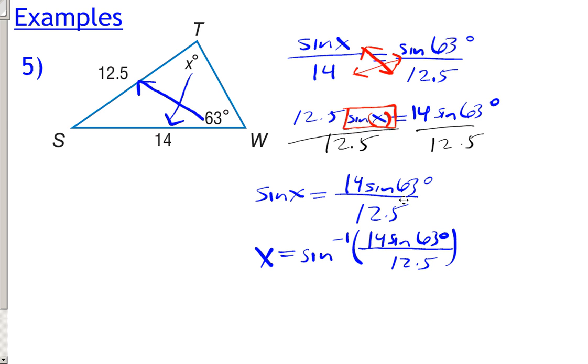Now, if you wanted to punch this in first and then take an inverse sine, that's fine. But either way, when you punch this in, you should get around 86.31 degrees. Don't forget this is an angle measure. So about 86.31 degrees.